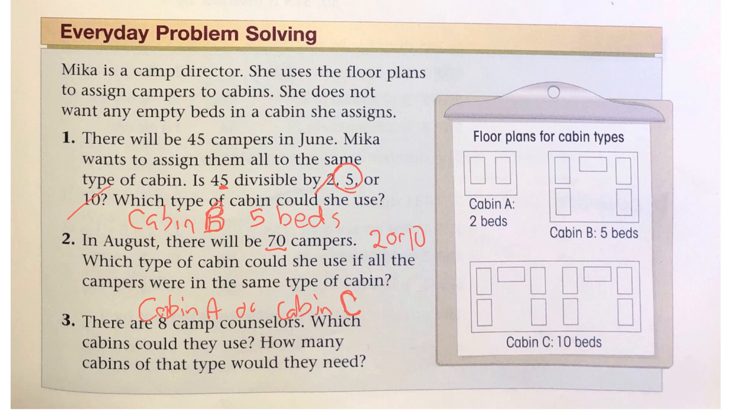Now there are 8 camp counselors. Which cabins could they use? How many cabins of that type would they need? So 8 is an even number, so we could use the cabin that has 2 beds. 8 is not divisible by 5 because it doesn't end with 5 or 0. And it's also not divisible by 10 because it doesn't end with 0. So that would be cabin A.